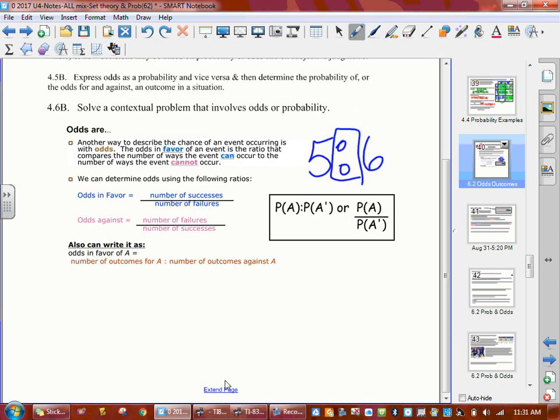Odds in favor is success to failure. If I want odds against, I literally flip those numbers, and it would be 6 to 5. That would be odds against. You literally flip the order of the numbers. Let's take a look at some more definitions here.